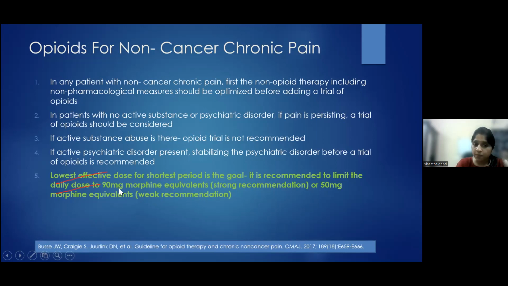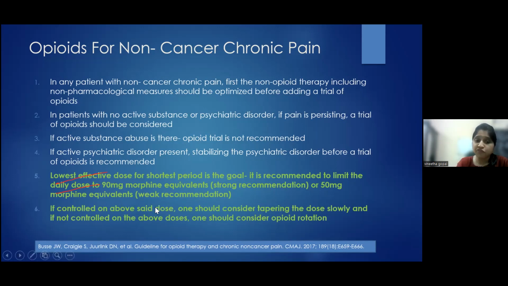That is, if your patient is not responding to 90 milligram, which is almost somewhere between 15 to 20 milligram Q4H, don't increase further. Okay, just because at 15 milligram she is having some benefit, don't increase further. It is not recommended to increase more than 90 milligram morphine equivalence. And if controlled within that 90 milligram equivalence, you should start tapering the dose as early as possible. And if not controlled, go for an opioid rotation or optimize the other drugs rather than just escalating the morphine dose.